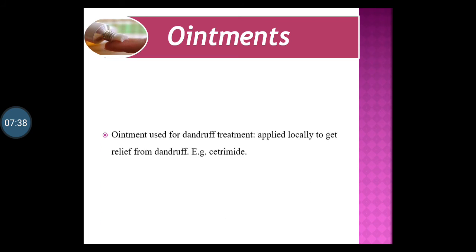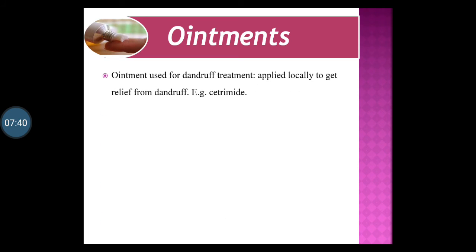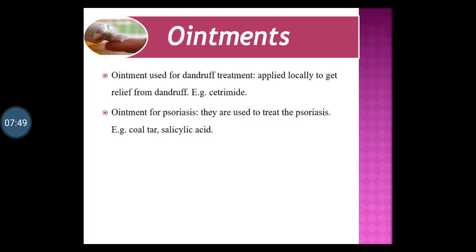Then next type of ointments are ointments used for dandruff treatment. These are applied locally to get relief from dandruff. For example, cetrimide. Then ointment for psoriasis. They are used to treat the psoriasis. It is a skin infection, and coal tar, salicylic acid are the agents which are used to treat the psoriasis.